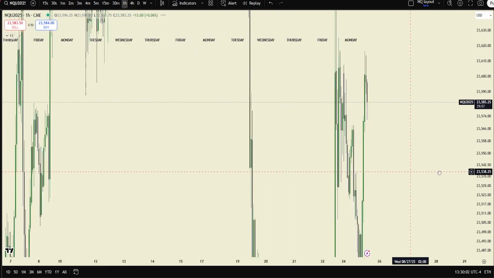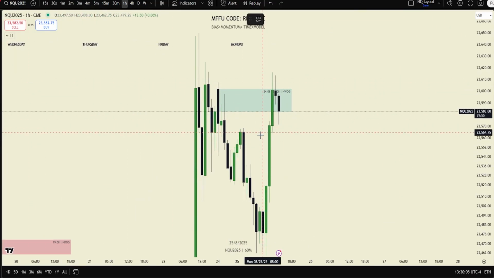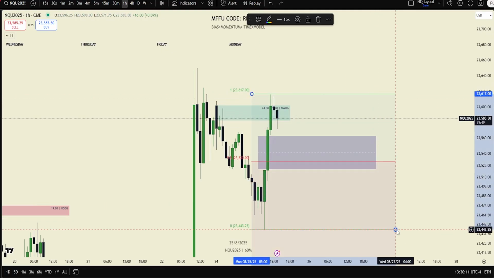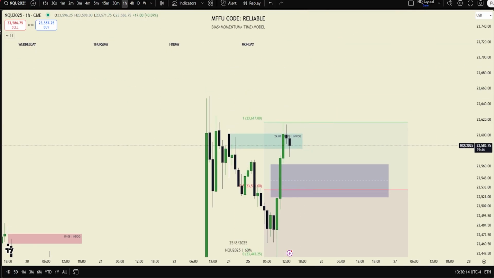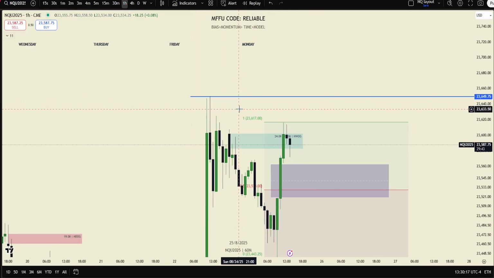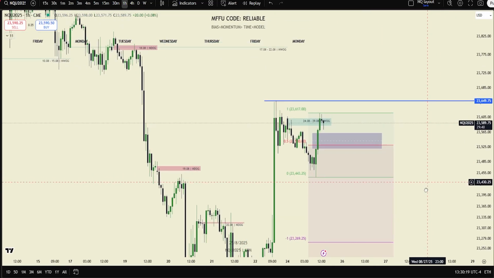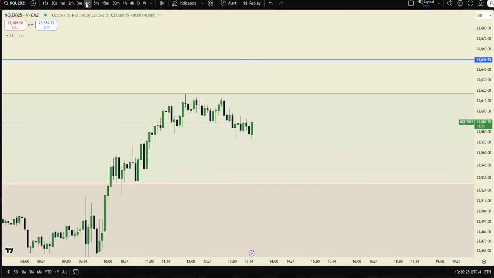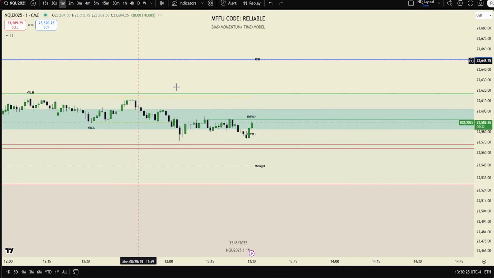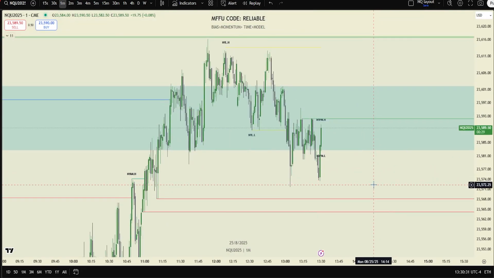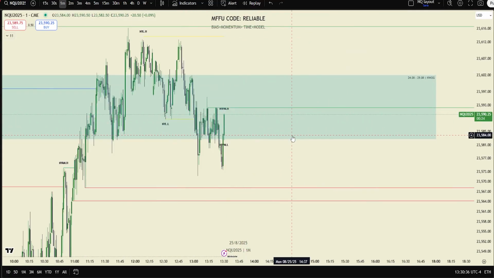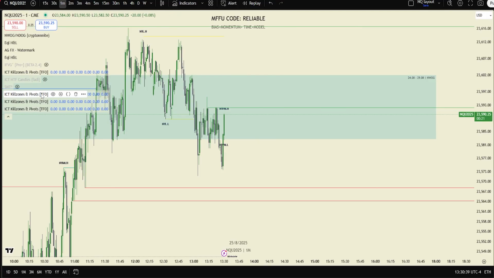But yeah, today's cooked. It's over. I mean, maybe we retrace, but probably not. This is the target, right? ICT kill zones was replicated 3 times.